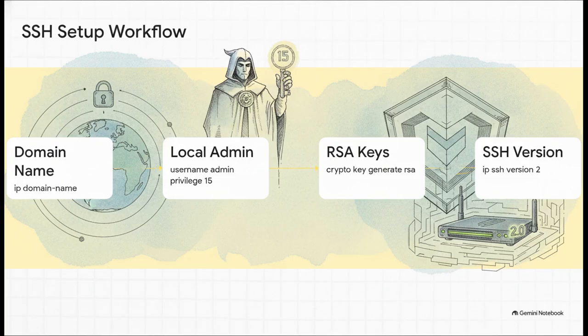First, it's actually a prerequisite to set a domain name using ip domain-name. Second, you want to create a local user with privilege level 15. This gives you a powerful local admin account. Third, you generate your cryptographic keys with crypto key generate rsa. And as a best practice, you really want a 2048-bit modulus for proper security. Generating these keys is the trigger that actually enables SSH on the device. Finally, step 4, run ip ssh version 2 to enforce the much more secure SSH protocol over the older version 1.